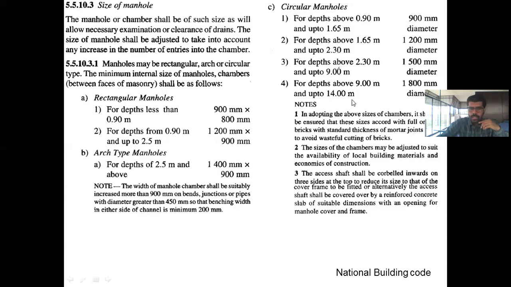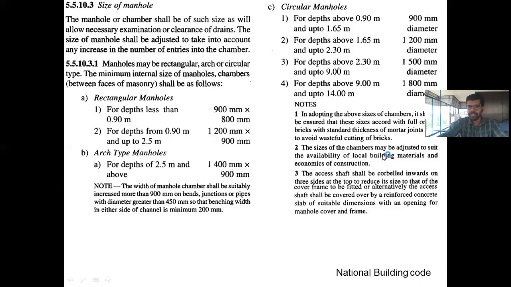Okay, in adopting, just notes are given here. In adopting the above sizes of chambers, it should be ensured that these sizes accord with full or half bricks with standard thickness of mortar joints, so as to avoid wasteful cutting of bricks. So when you are trying to design it, it should be properly designed with half or full bricks. Then only this will be applicable.